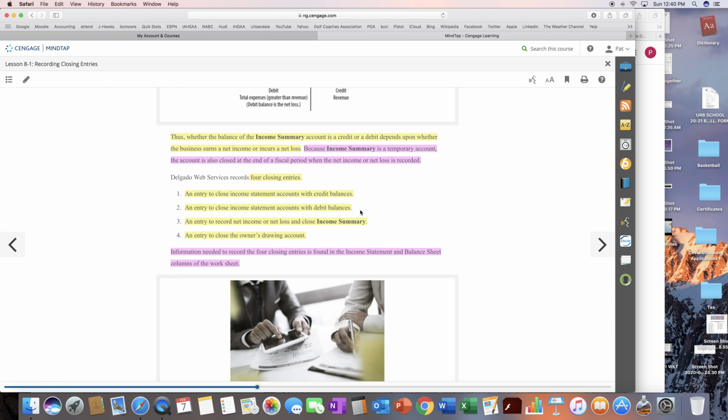So what is the first closing entry? It is to close income statement accounts with credit balances, and that's what we did. We closed sales. How do we do it? We debit sales, credit income summary. The balance of sales is now zero. It's ready for the fiscal period. That credit is put into income summary.